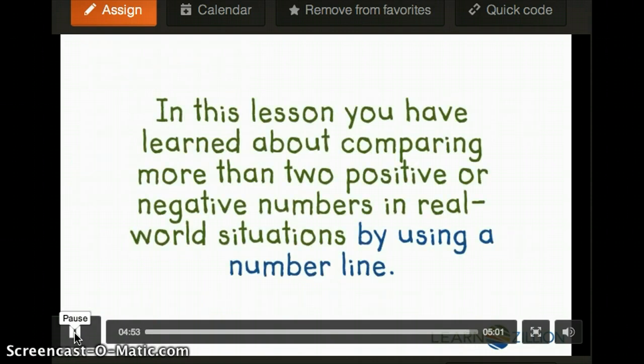In this lesson, you have learned about comparing more than two positive or negative numbers in real-world situations by using a number line.